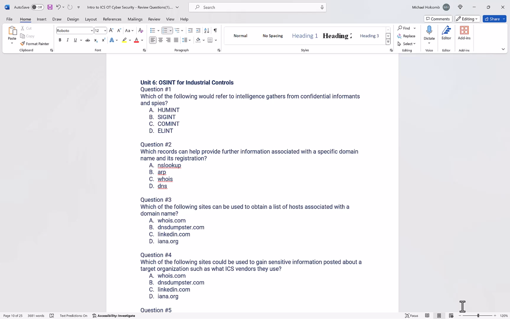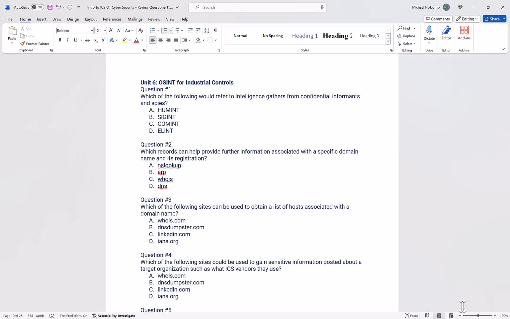So question 1, which of the following would refer to intelligence gathered from confidential informants and spies? This is a little bit out of the wheelhouse, but we did talk about it in the class, and that was human intelligence, or humans, A. For me, I think even cybersecurity, especially in the OT world, always comes back to the spy game, so I did kind of want to put that in there. So A for question 1.